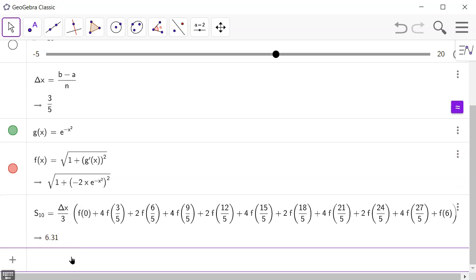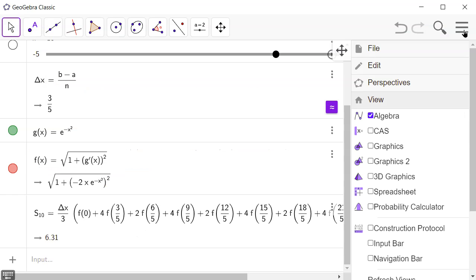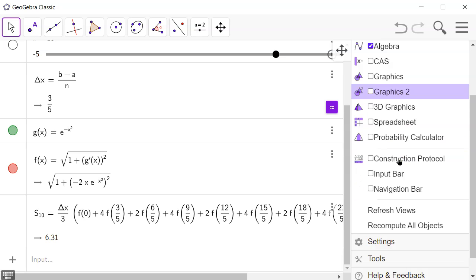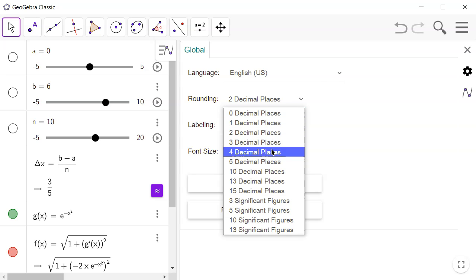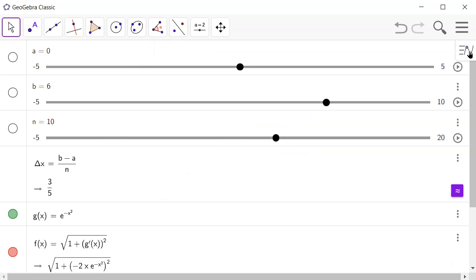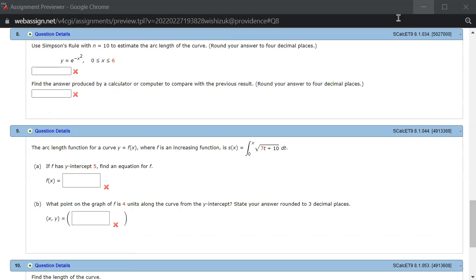So we have 6.31. I don't know what decimal places they want. It says 4 decimal places, so we have to change that. Go to settings. All right, 4 decimal places, and then you have that. So it came out to be 6.3115. Let's type it in.